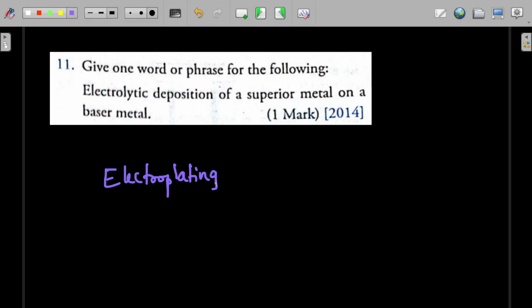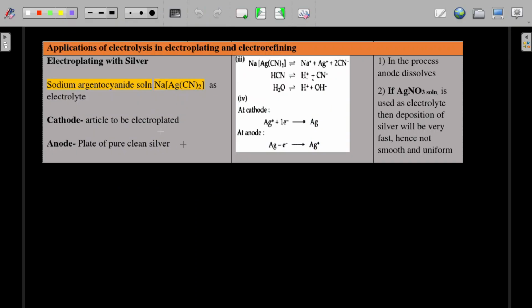Now electroplating is the one where basically it is used for decorative purposes. We have some metal, on top of that we deposit some superior metal like silver or nickel, so that it can look better. That is electroplating. Here we have two examples. First example is electroplating with silver. We use sodium argentocyanide solution. If you don't write the solution, then it is not correct.